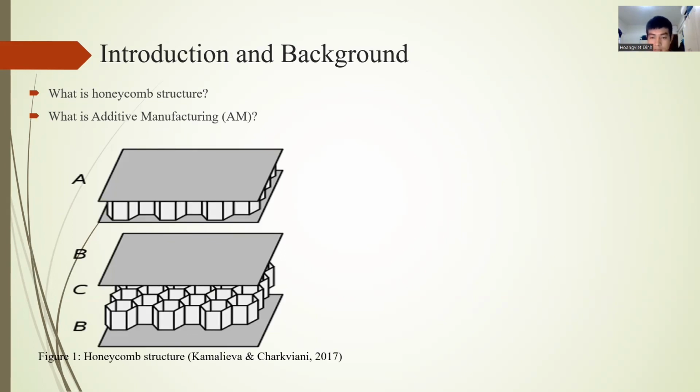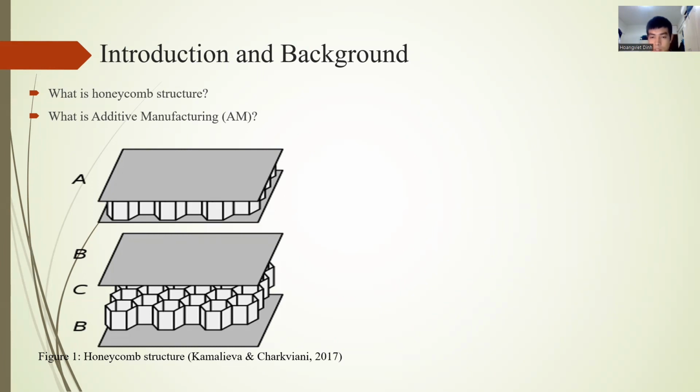And what is additive manufacturing? Additive manufacturing enables the production of structurally complex designs and customized properties in structures, encompassing mechanical, thermoelectric, and acoustic characteristics. However, the quality of a 3D printed product is significantly influenced by various printing parameters, including printing speed and printing orientation.